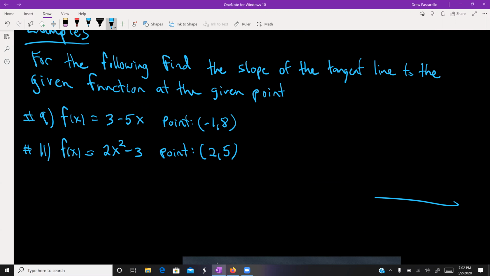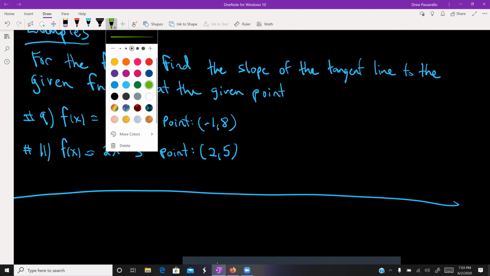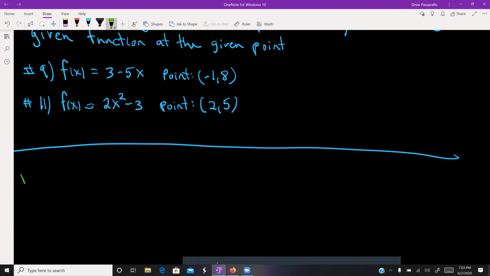I would have to recall the slope of the tangent line, which I say m tan, so m for slope and then subscript tan for tangent, is equal to the limit as h goes to 0 of f of x plus h minus, sorry, I used the letter c instead of x.